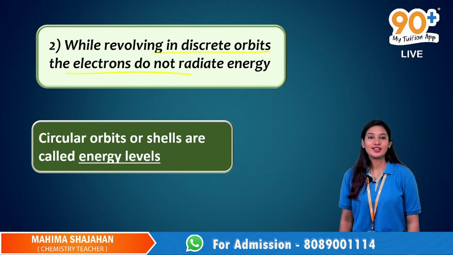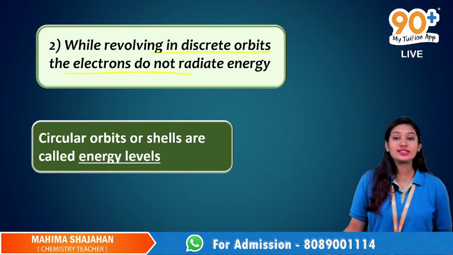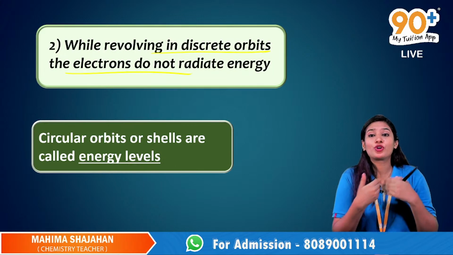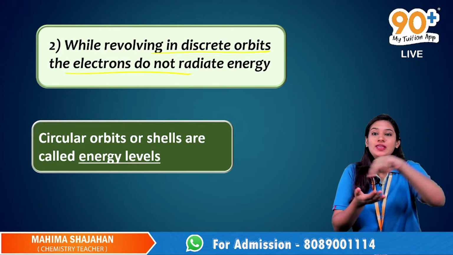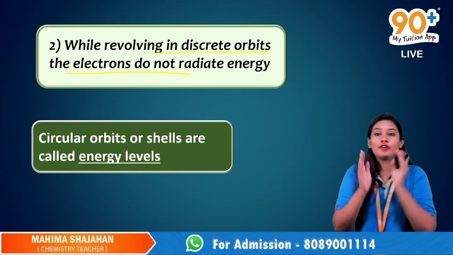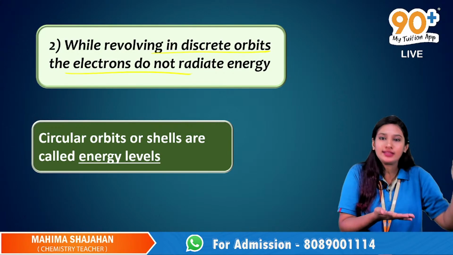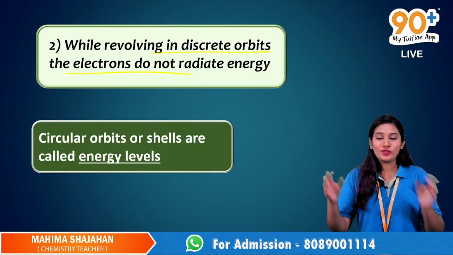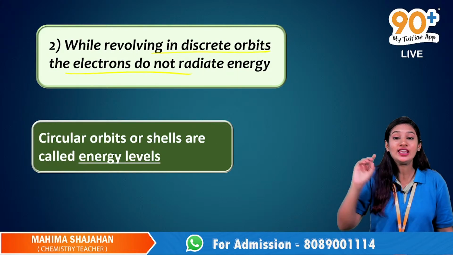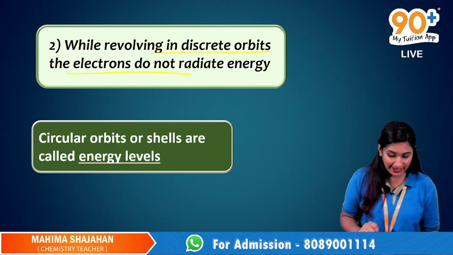So that is what he said. Now, we said that we have different orbits, right? These orbits are also known as shells. These shells have a fixed amount of energy. The first shell has a fixed amount of energy, and the second one, the third one, and it goes on. Since they are all associated with some sort of energy, these circular orbits or shells are also known as energy levels.